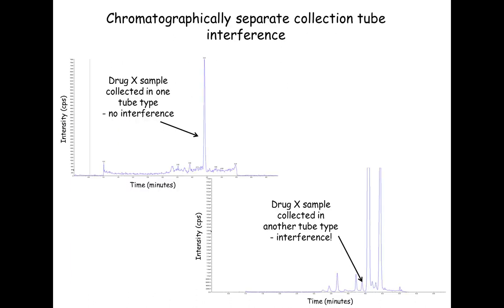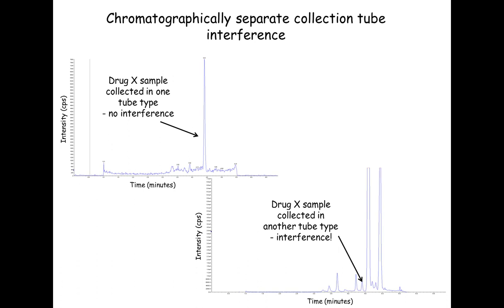And this is just an example of how a collection tube can cause an interference. So here, a drug X sample at the top left-hand side was collected in one tube, and as you can see, there's one peak with no interference. However, if you collect the drug X sample in another tube type, you can see all these different peaks, and the drug X peak is kind of swamped by all these different peaks.